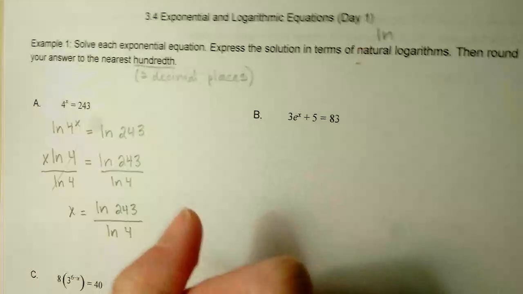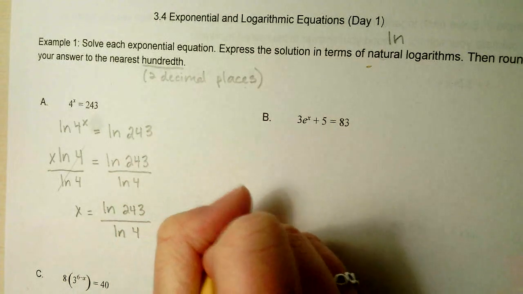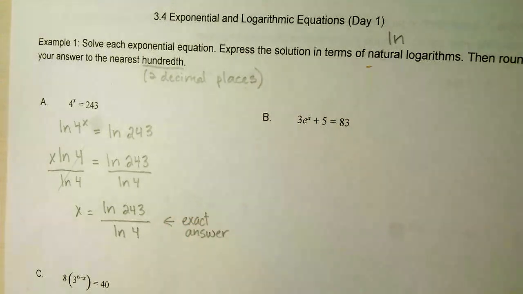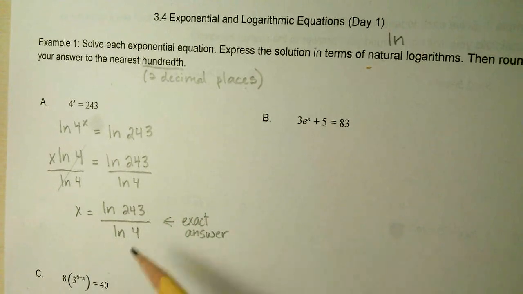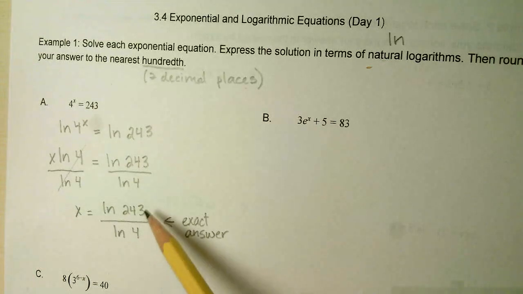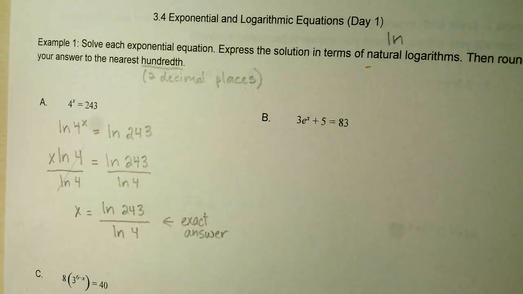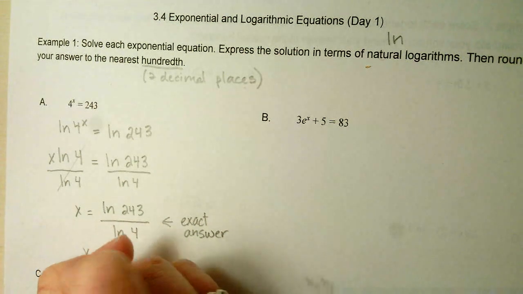This is my exact answer. So on a quiz or a test, when I am asking you for an exact answer, this is an exact number. This is an exact answer. It's exactly the number that I need to plug in up here in order to get it to be true. But what we're going to do next is find an approximate.